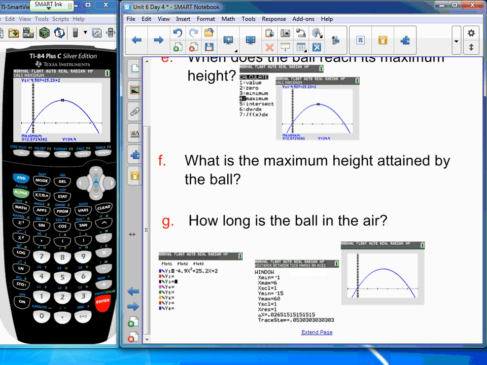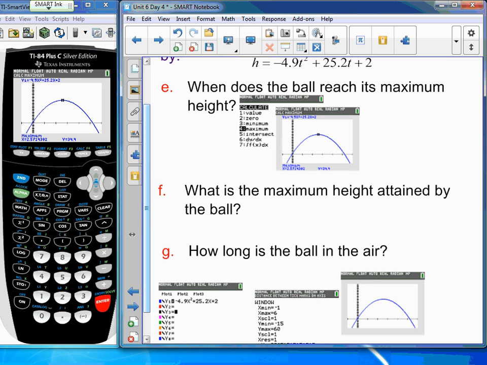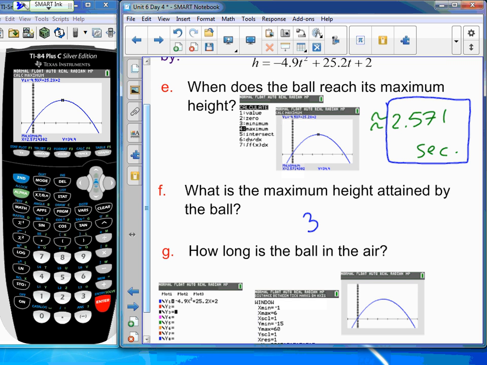So 2 different answers here, guys. The coordinates are 2.571, 34.4. When does the ball reach its maximum? That's an x value, a time value, an independent variable value. So that must occur at 2.571 seconds. Versus what is the maximum height? That's the y coordinate. That's the 34.4, and that's in meters.